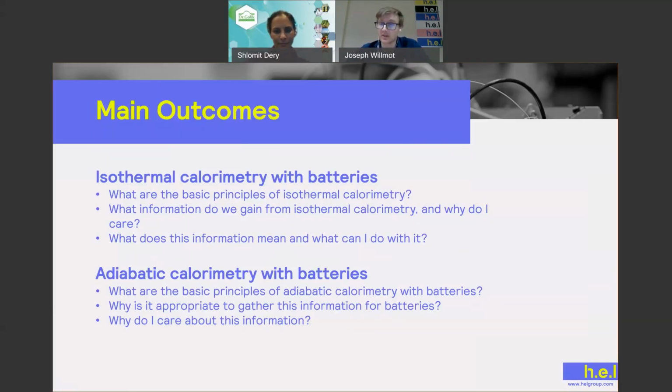For adiabatic and for safety testing, we'll go over what the basic principles of adiabatic calorimetry are, how we gather this information from batteries, and what's appropriate for us to gather from batteries. And then again, why do I care about this information? Just because I know what the maximum temperature of operation of my battery is, how does that dictate, just because I've got that information, what do I then do with it and how do I then process it?